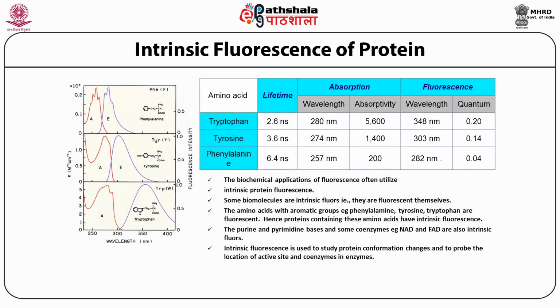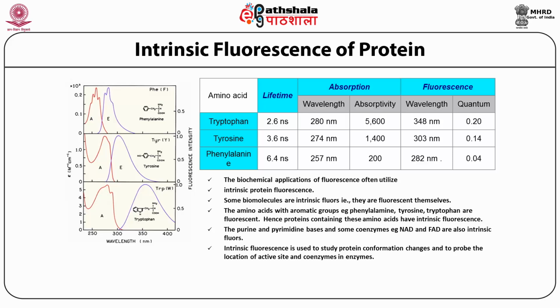We explain the intrinsic fluorescence of the protein. You can see here on the left side the absorption and emission spectra of phenylalanine, tyrosine and tryptophan, and the values of their absorption and fluorescence emission are: for tryptophan, it has a 280 nanometer excitation wavelength and absorptivity of 5600, and the fluorescence emission maximum is 348 nanometer and quantum yield is 0.2. However, for tyrosine and phenylalanine, these values are quite low.